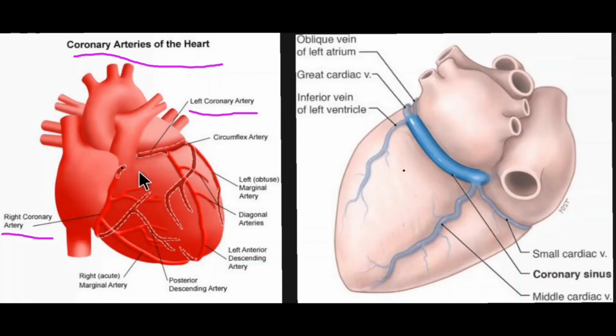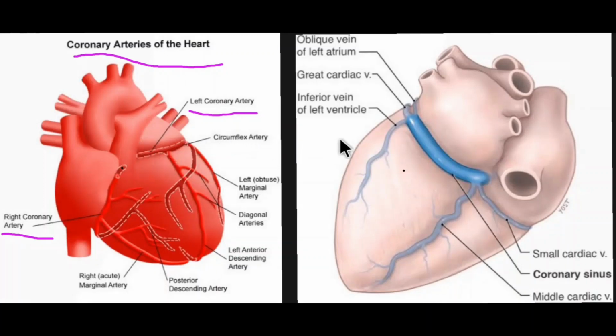What are the coronary arteries? Left coronary artery, right coronary artery, right marginal artery, left marginal artery, different arteries are present. These arteries supply blood to the heart muscles. So this is known as what? Coronary circulation. The third type of circulation is known as coronary circulation. The coronary arteries supply blood to the heart muscles.